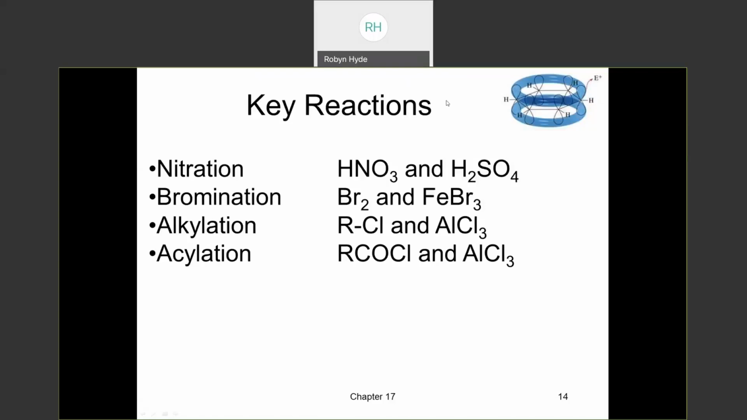Okay, so now we are going to go ahead and get started into our key reactions that we're going to hit for chapter 17. So there are a lot of reactions in chapter 17. However, for the electrophilic aromatic substitution reactions, we're going to just focus on 4. And so our focus is going to be on the chemistry of nitration, the chemistry of bromination, the chemistry of alkylation, and the chemistry of acylation. So we are just going to study these first 4 reactions.